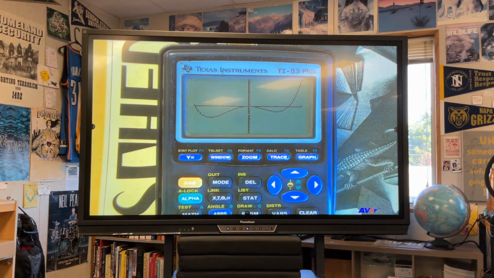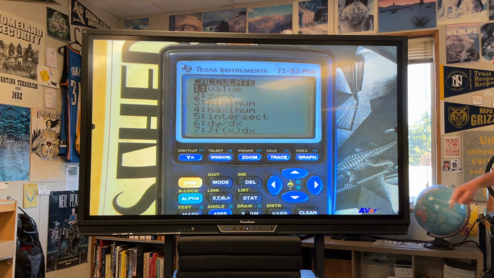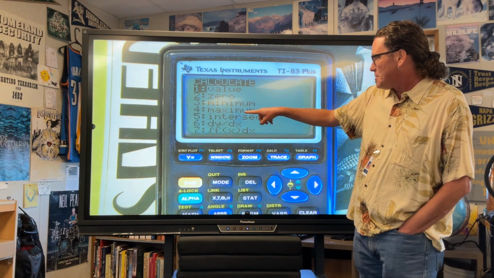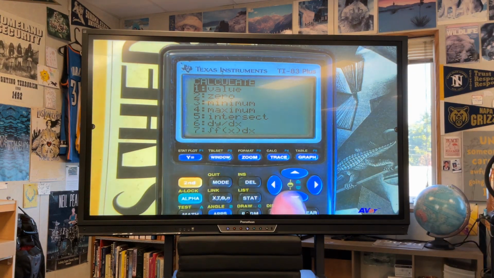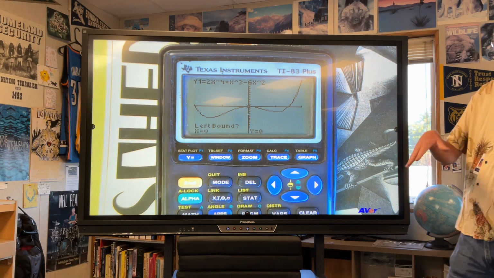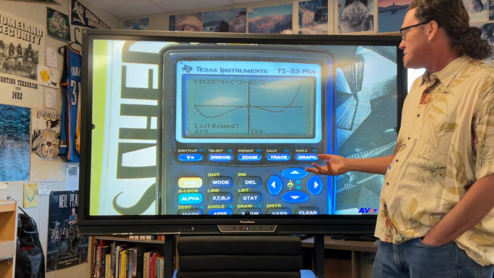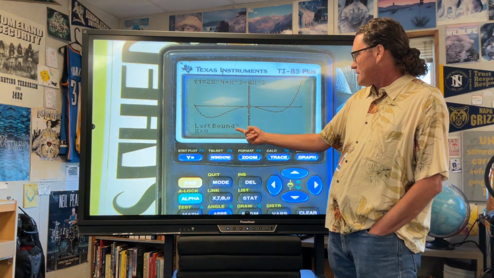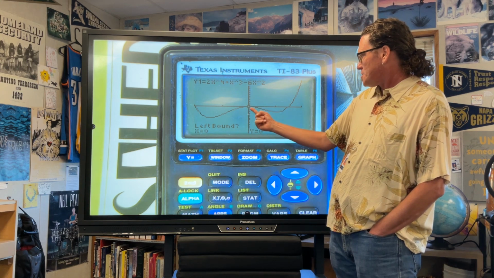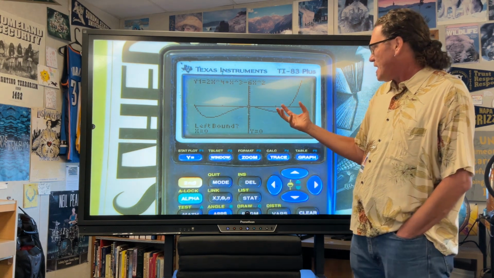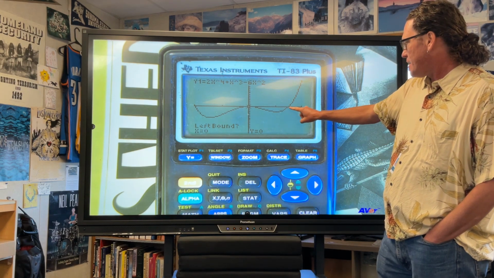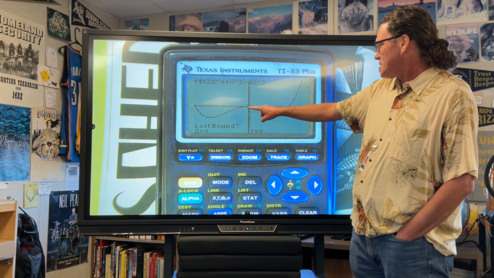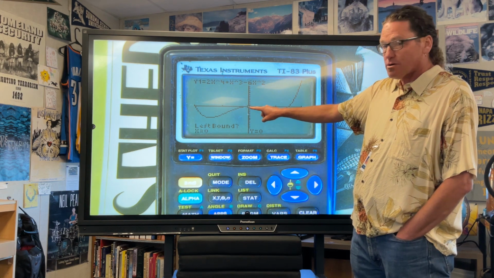I want to teach you how to use the zero finder as well as the minimum and the maximum. So I'm going to go ahead and select 2 for 0. And for zeros, minimums, and maximums, the routine is the same. It's asking for a left bound. See your cursor? Move it to the left of the zero that you want to calculate. I want to calculate this 0 right here. Currently my cursor is to the left, but it's already on a 0, which would be bad.